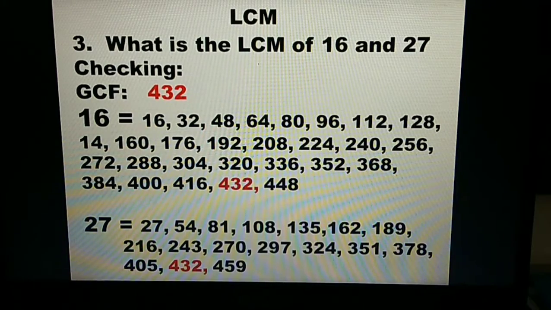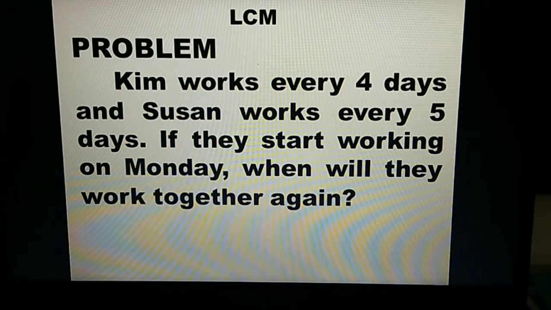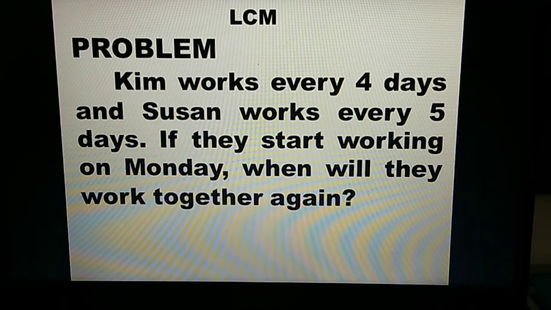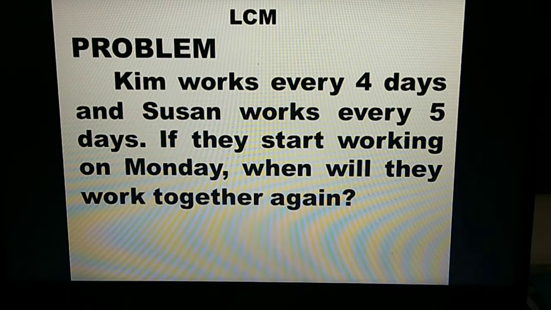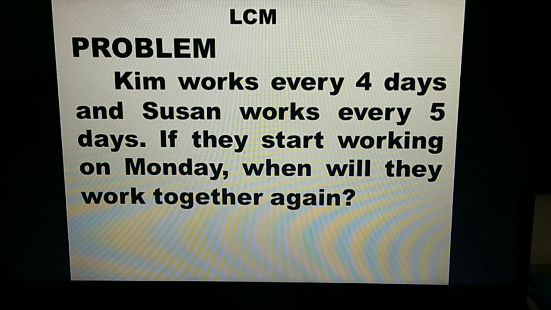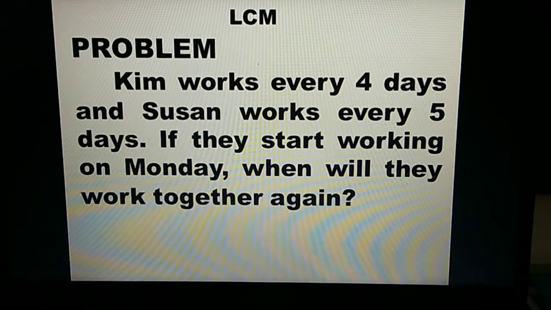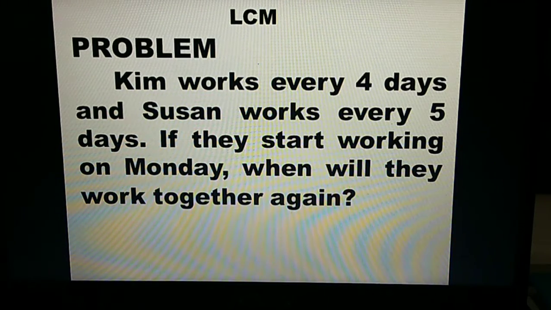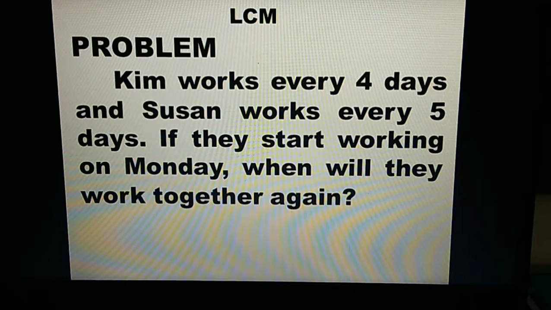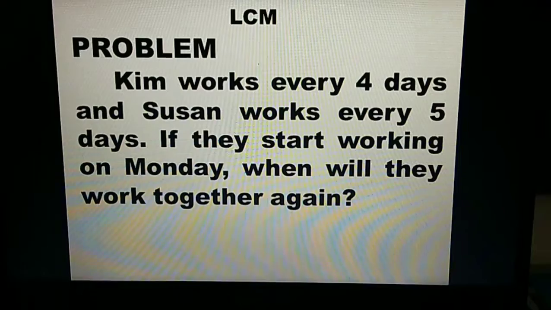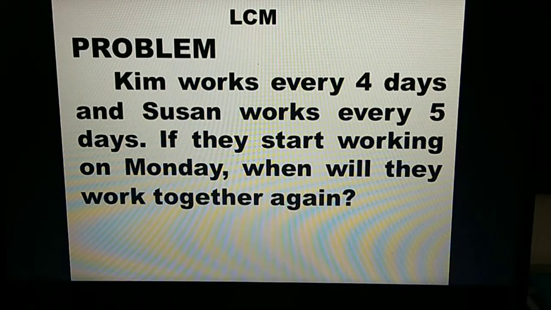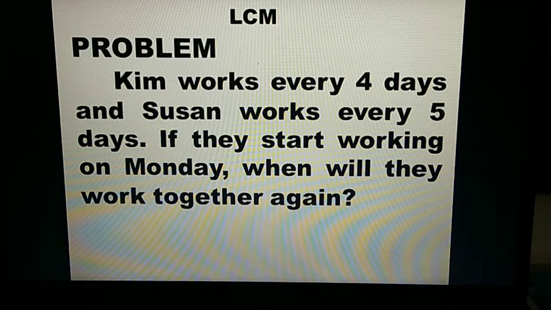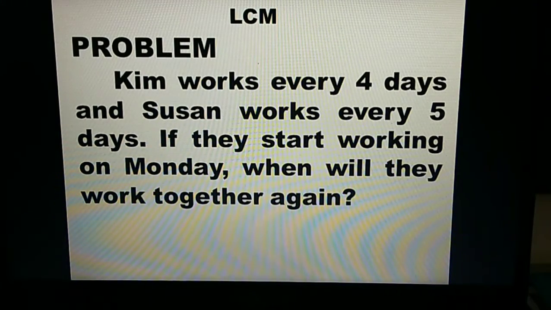Now, let's proceed to the problem. Kim works every 4 days and Susan works every 5 days. If they start working on Monday, when will they work together again? What is asked? When will they work together again? What are the given facts? Kim works every 4 days. Susan works every 5 days. They start working on Monday.